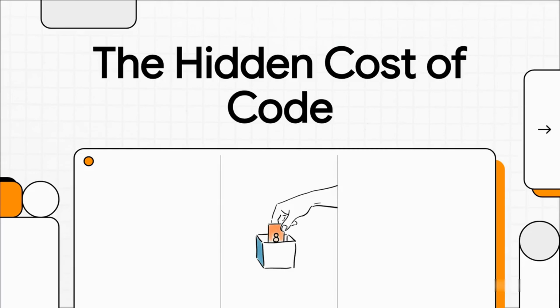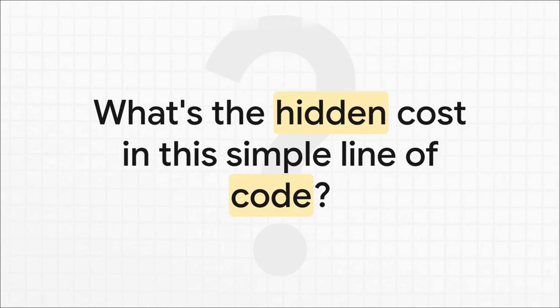Hey everyone, have you ever wondered if there's like a secret performance thief just hiding in your code? Something that happens behind the scenes, even in the simplest lines, that can slow everything down? Well, today we are going on a hunt to find it. All right, so let's dive right into our central mystery.